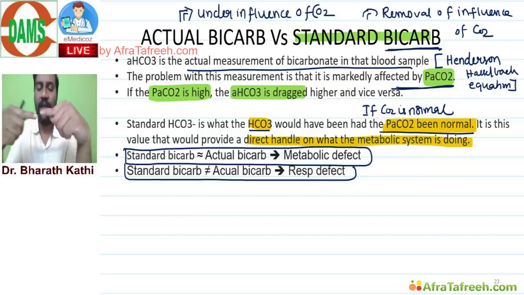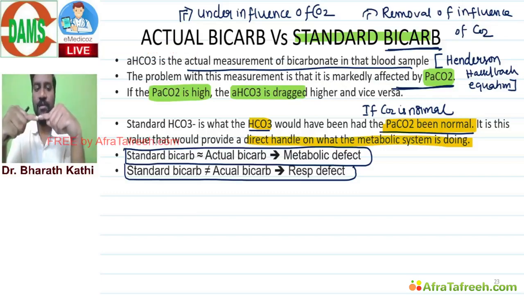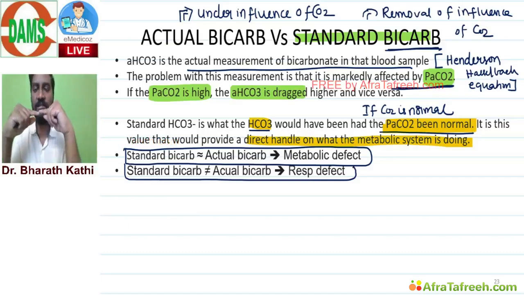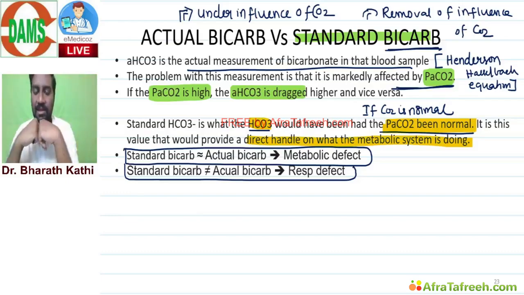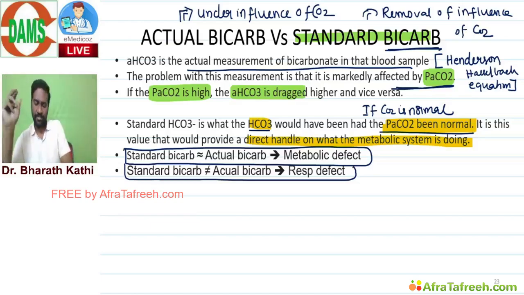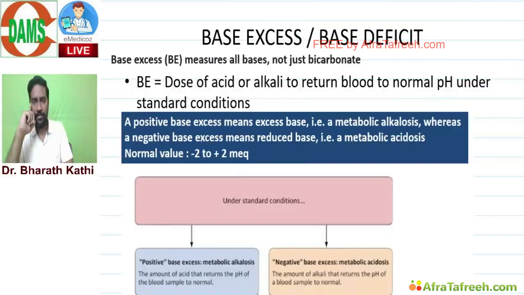Standard means what the machine is telling you, and actual means what the machine is telling you according to the Henderson-Hasselbalch equation. Standard is what the machine is telling you by bringing CO2 to normal. If both are correlating, most probably it is only a metabolic defect. If both are not correlating, it can be a possible respiratory defect. How it happens, I will discuss in 2 minutes. Before that, you should know other parameters also.